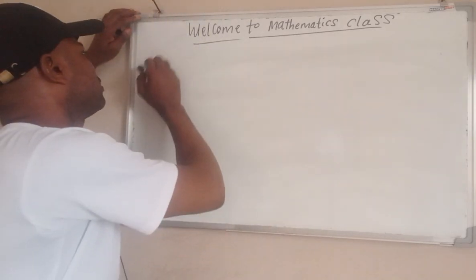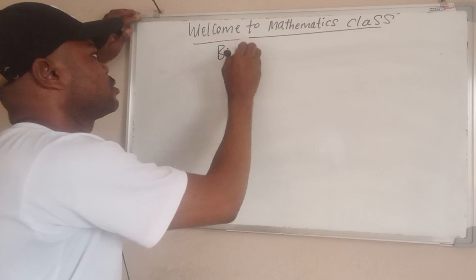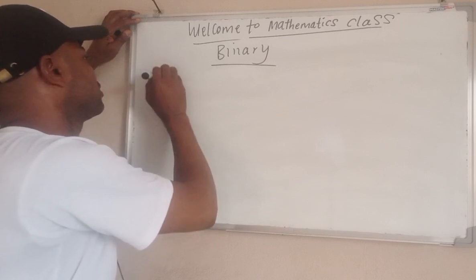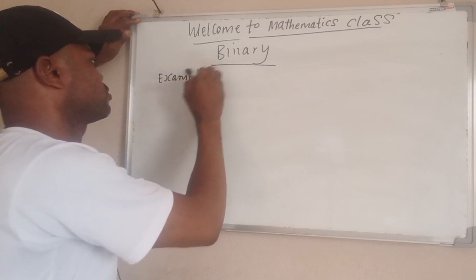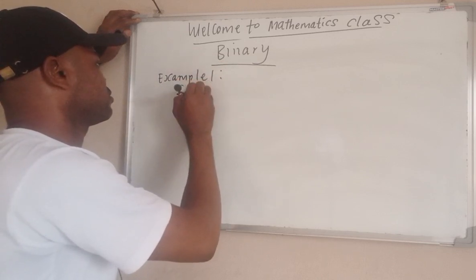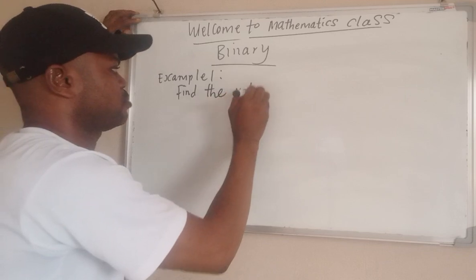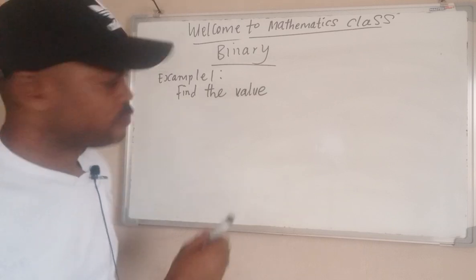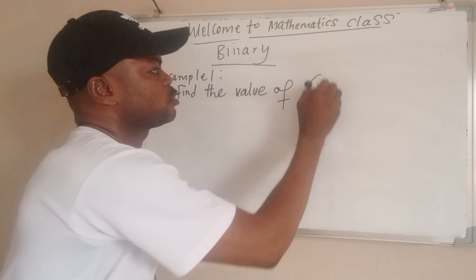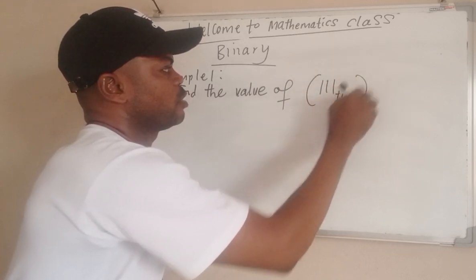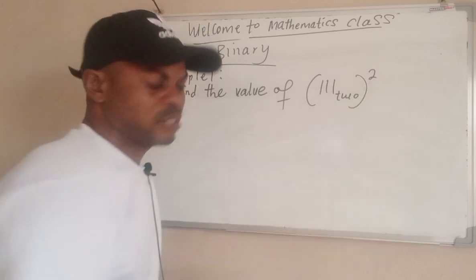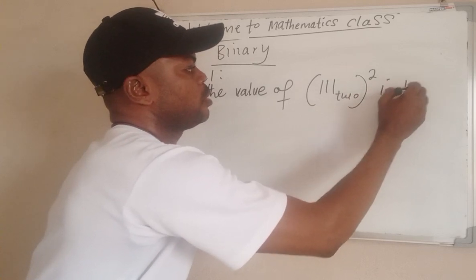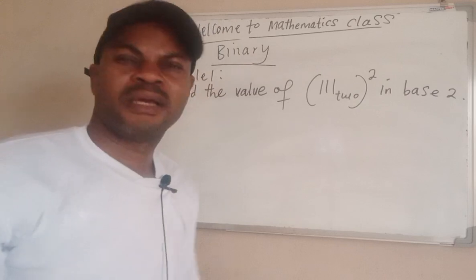Still on binary, if you find a trickish question like this, example one for today. The question says, find the value of bracket triple 1, base 2. Funny enough, they wrote 2 as the power, and it was said that it should be in base 2. It's a very trickish question.